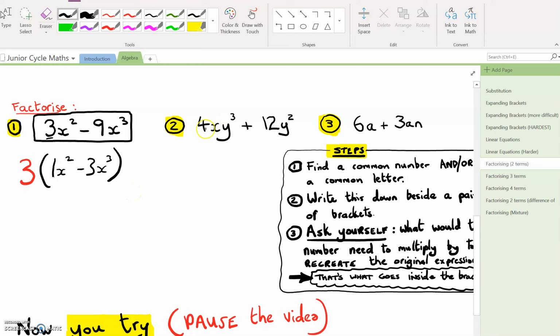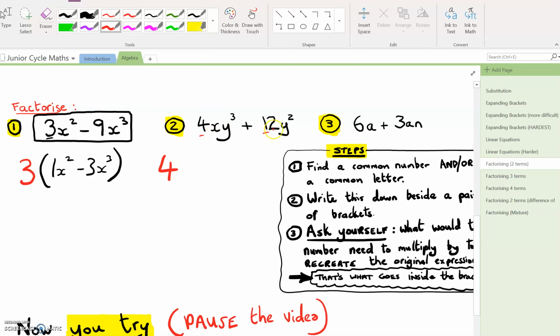Is there a common number in 4 and 12? Is there a number that will divide into both 4 and into 12? Oh yeah, there is. There's 2. We have to try and find the biggest common number. Is there a number bigger than 2 that will go into 4 and into 12? Yes, 4 will divide into both 4 and 12. So 4 is the number that we write there.